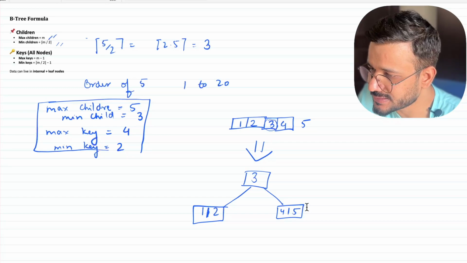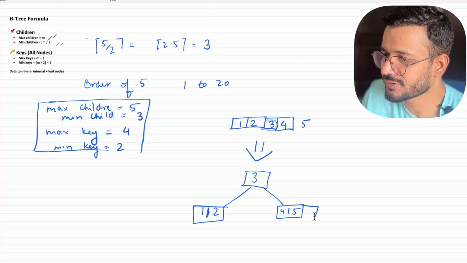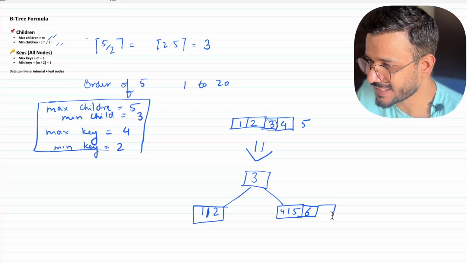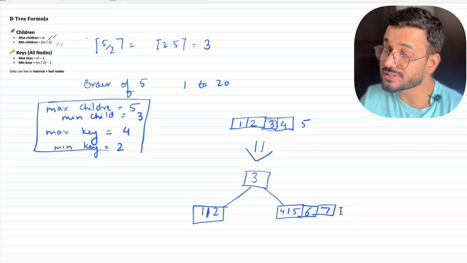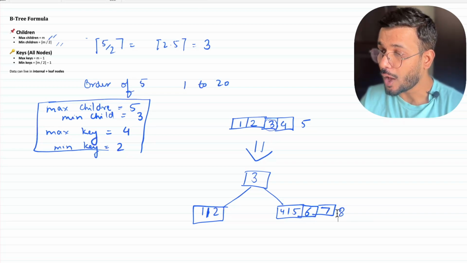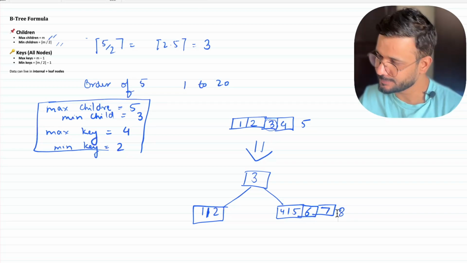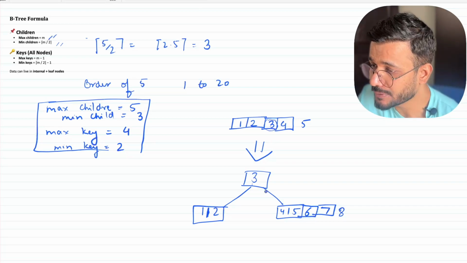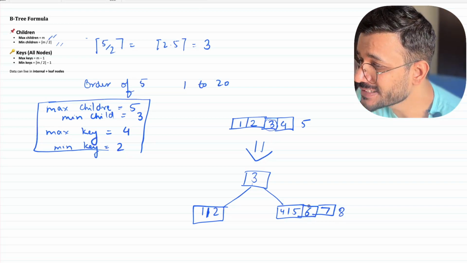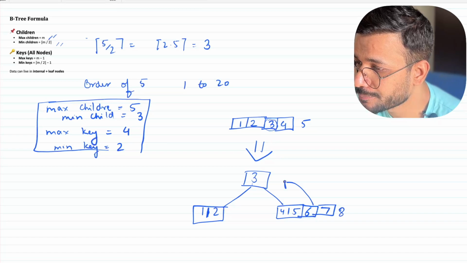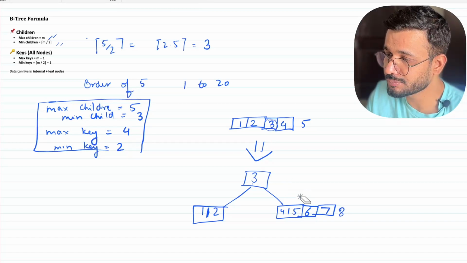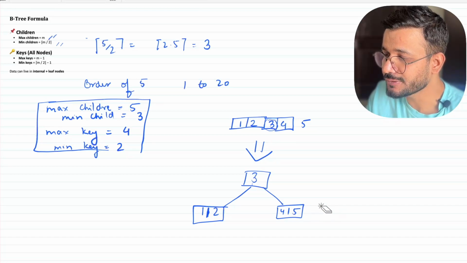Next, we will insert 6. Since 6 is greater than 5, we will insert it here. We will insert 7, which is greater than 6. And now we will insert 8. How will we go about 8? Same story. We have to split the tree. So now the middle portion is 6, that will go up. So in this case, 6 will become the new parent. So let me edit this tree.